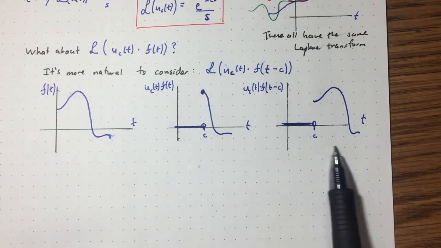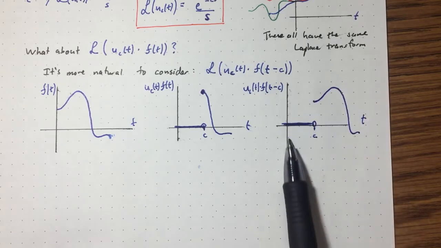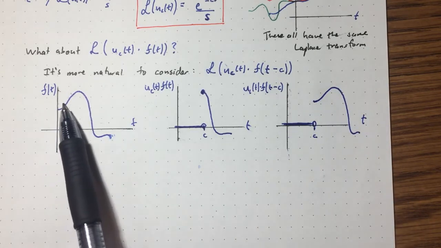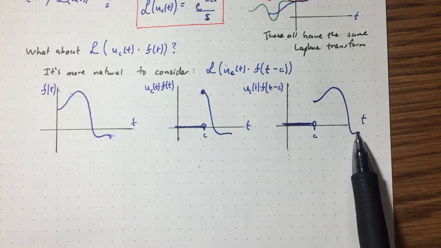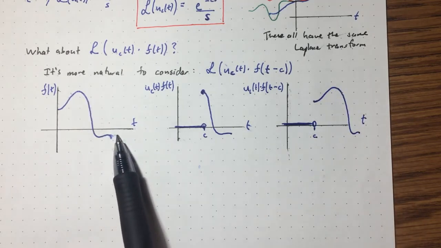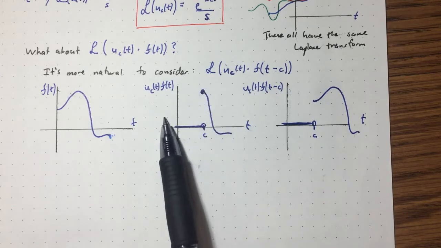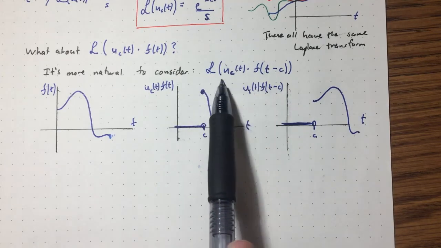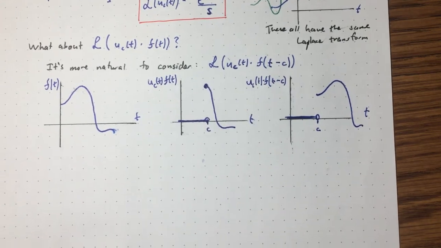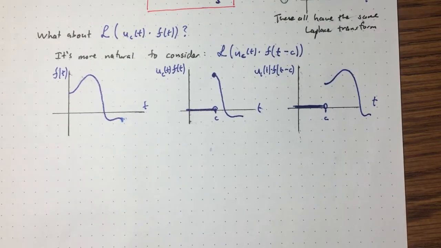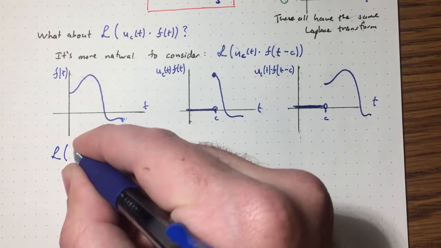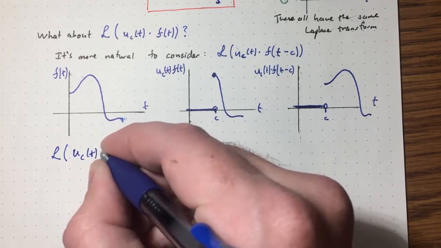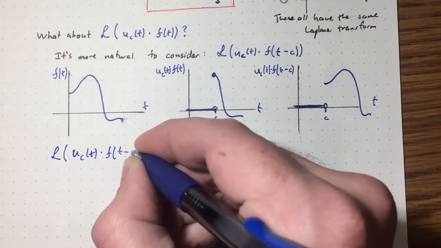Okay, and so if we take the Laplace transform of this, it's very hopeful that we can get some formula in terms of f of t, because we have all of the information of f of t right there. Whereas in this picture, we lose some information. So we're more likely to get a formula for something like this. And you'll see again why that is when we actually try to get this formula. So it's L of UC of t times f of t minus c.